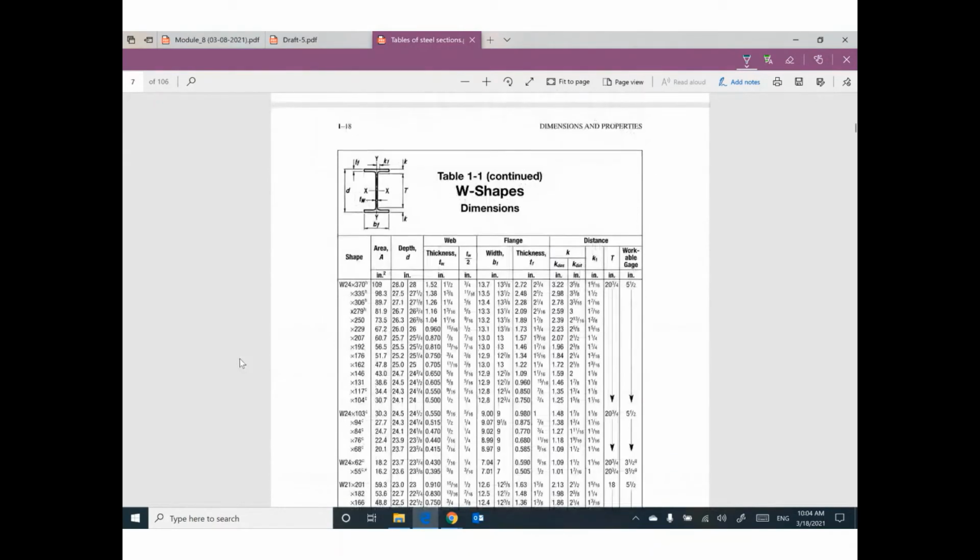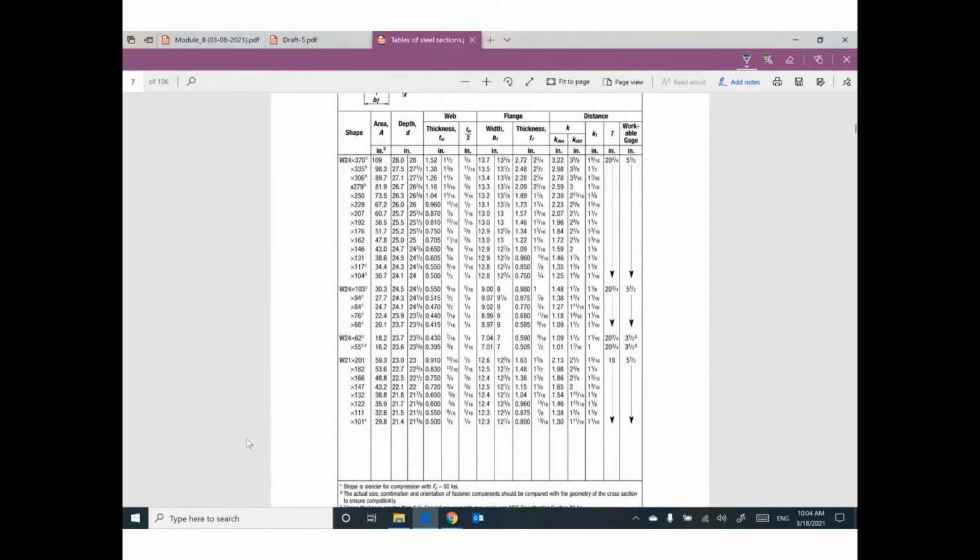I will not say to select the highest cross section or the lowest one. I will say you can select something in between. So for example, W 24 times 68. I will start with this one, for example. So let's say 24 times 68.